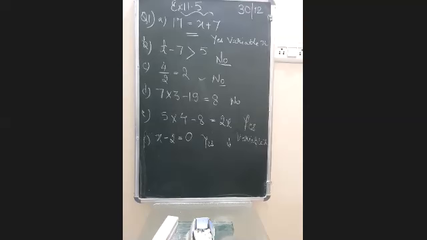Now H. 2n plus 1 is equal to 11. What do you say? Yes, absolutely correct. It is an equation with variable n. Now moving on to I. What do you say? Is it an equation or not? No. Very nice. It is not an equation because we don't have any variable here.